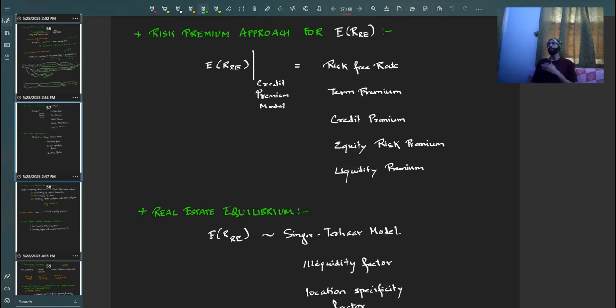So first, the risk-free rate. Is the real estate investment better than a risk-free investment? No, right? So we add the risk-free rate here, obviously.